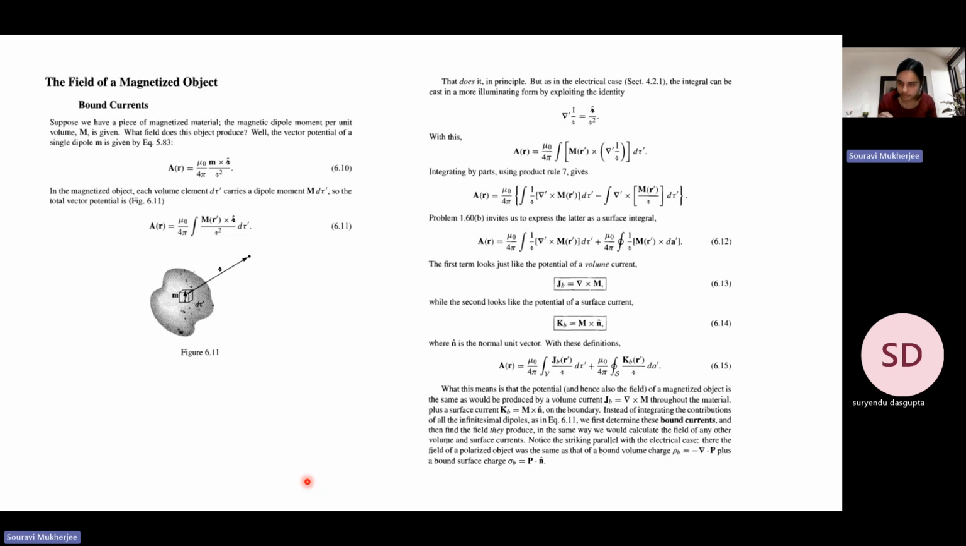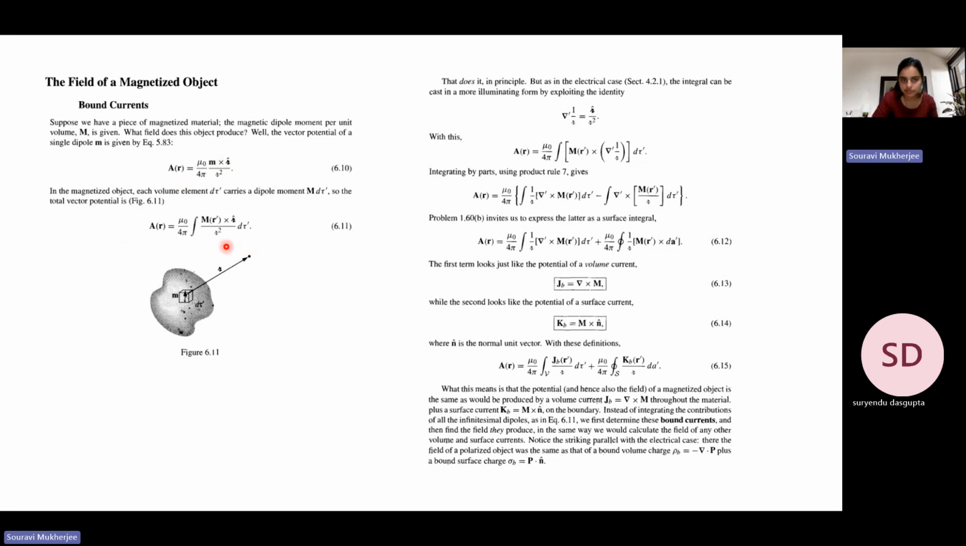So because of this dipole moment, we saw that whenever you have a dipole moment, it can have a field due to the dipole moment, right? So now what is the field due to a magnetized object? If you have a magnetized object with dipole moments inside, what is the field due to that? For that, you can again start with the expressions of vector potential for a single dipole. Okay, so the single dipole is given by this, something we just derived. Now for a magnetized object, you have moments per unit volume.